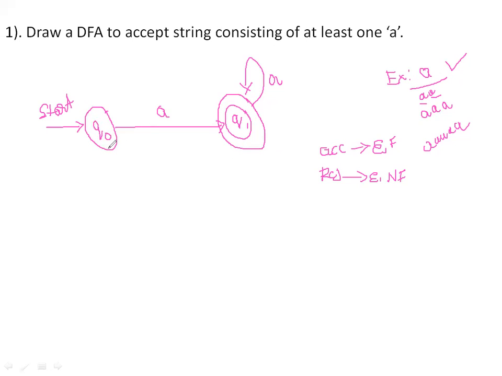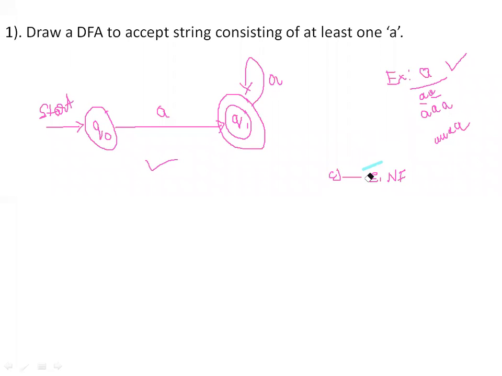Means after consuming 1 a by q naught, after changing its state to q1, however many a's you get, you will remain in q1 itself, and finally it will be accepted. Okay, we'll go for one more example, that is continuous 5 a's. So first a, second a, third a, fourth a, and fifth a. When you are reaching the end of the string, epsilon, you will be in the final state. So this is the DFA which is accepting all possible conditions of this question.